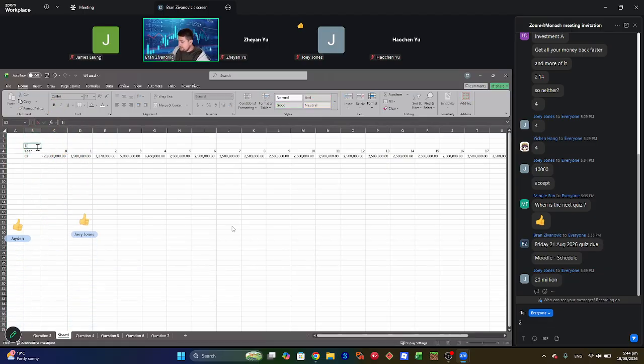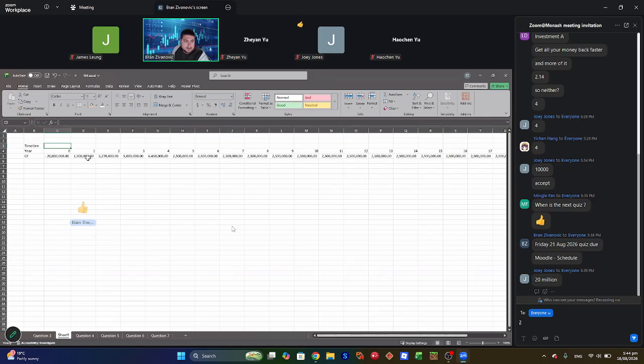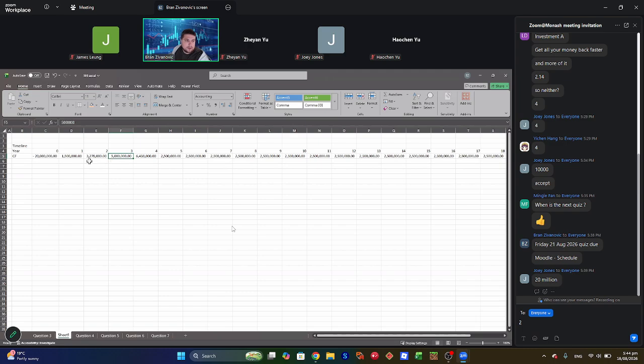So we've got our timeline here, okay? Where year 0 is 20,000, and then each year we make some sort of amount. So we go from 1.5 to 3.2, 5, 6, and it takes off.